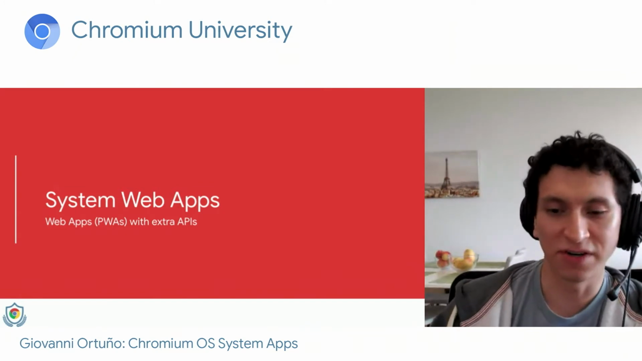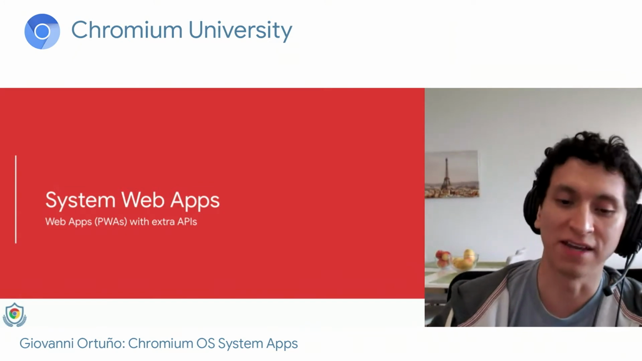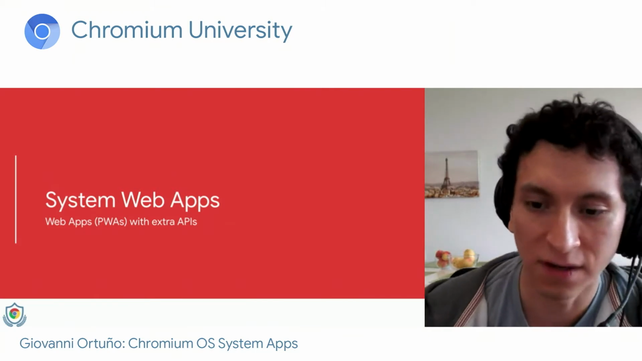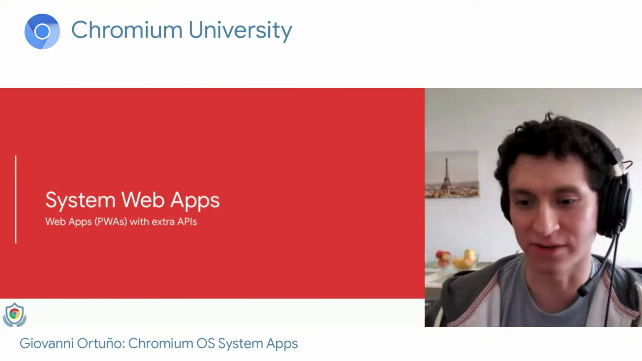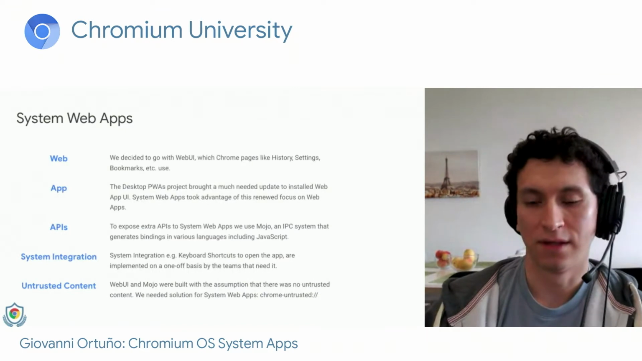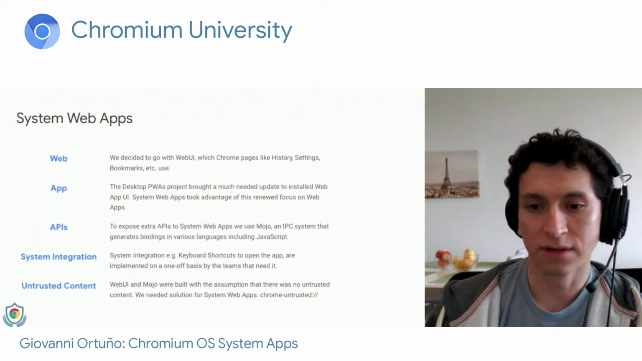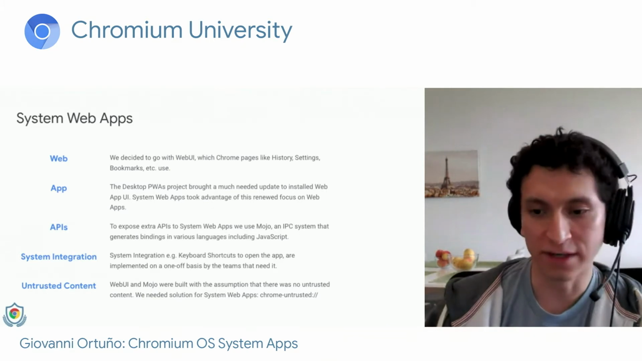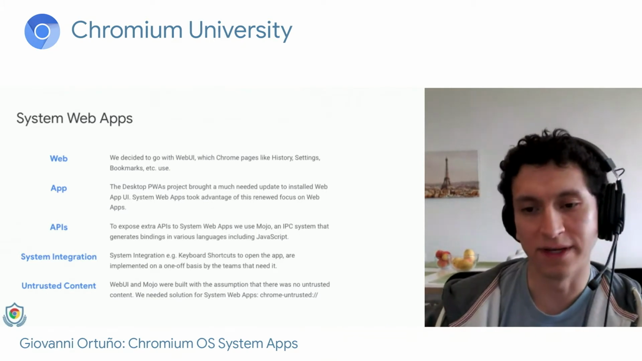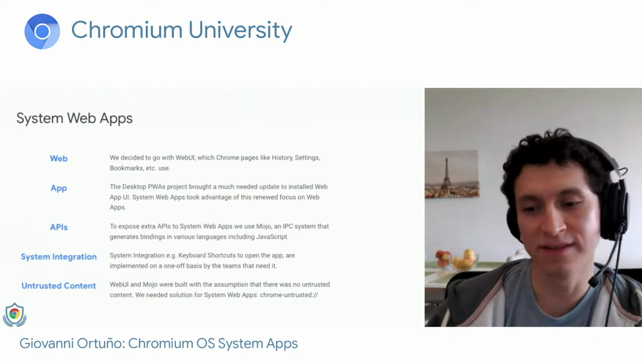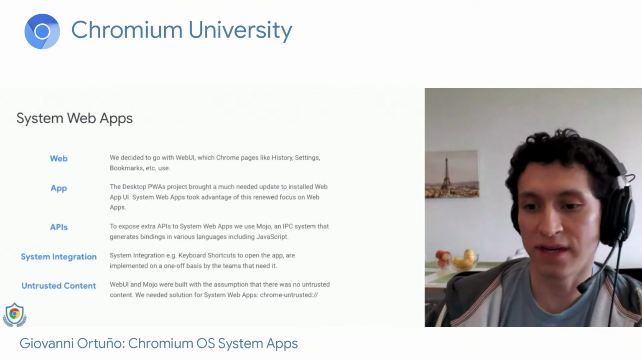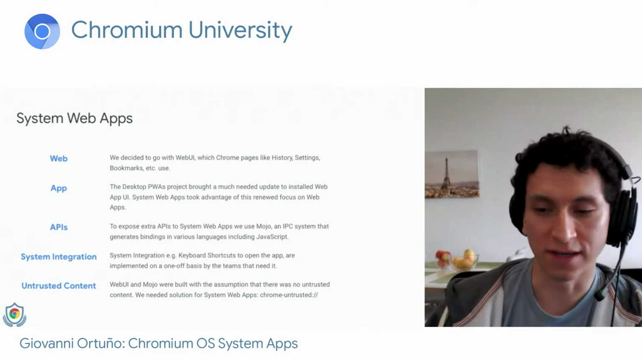System Web Apps, in short, are essentially web apps, or PWAs, with extra APIs. So these are the different parts that make up a system web app. The web part of the system web app: we decided to go with Web UI in this case.